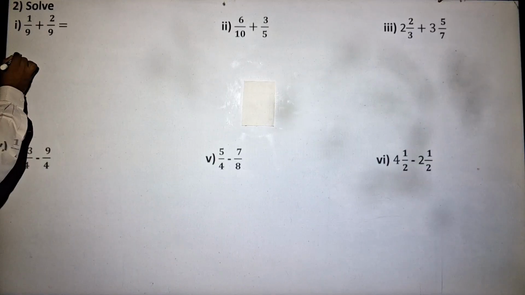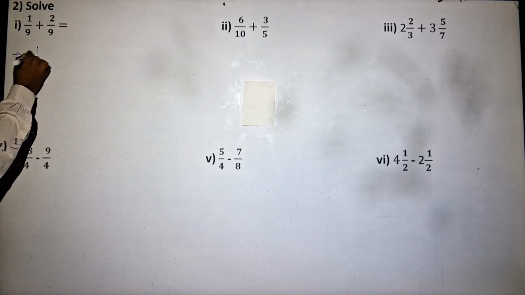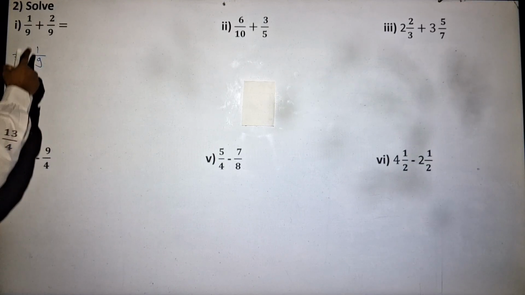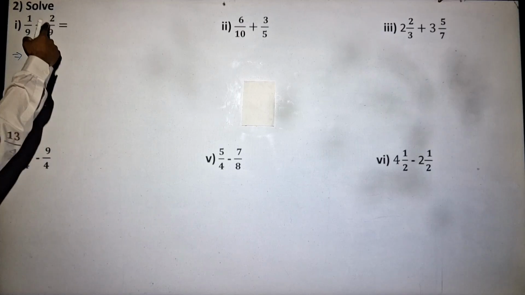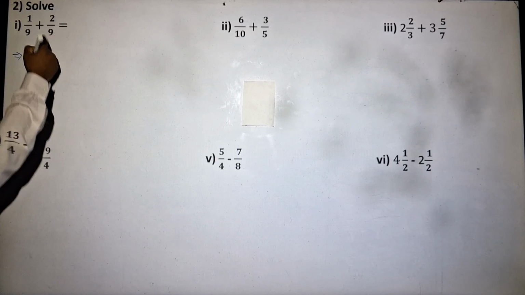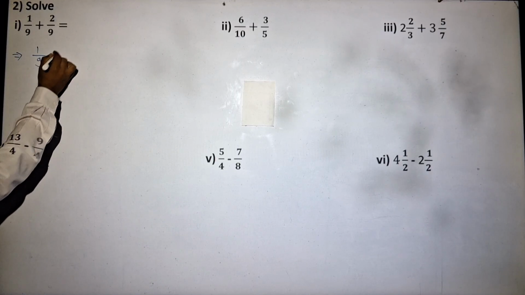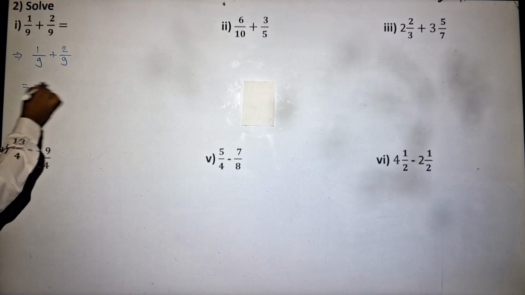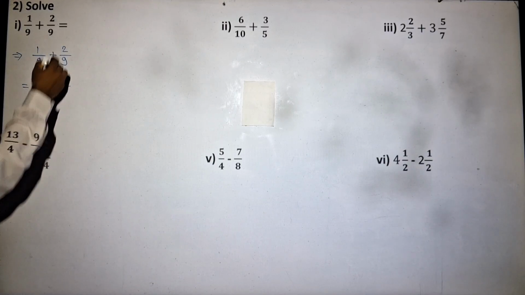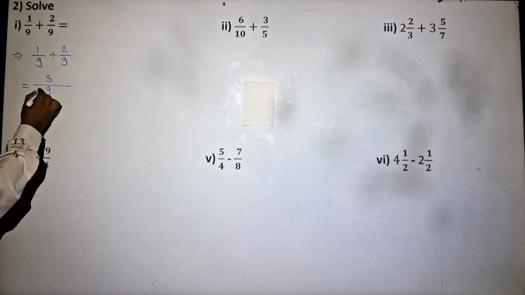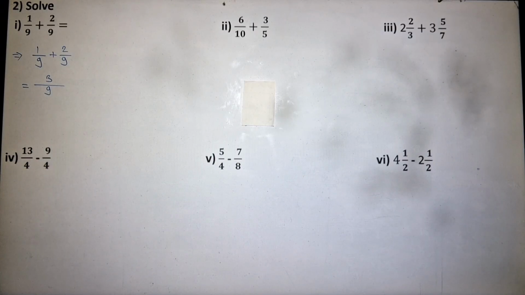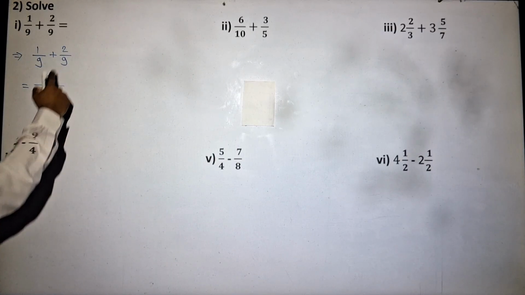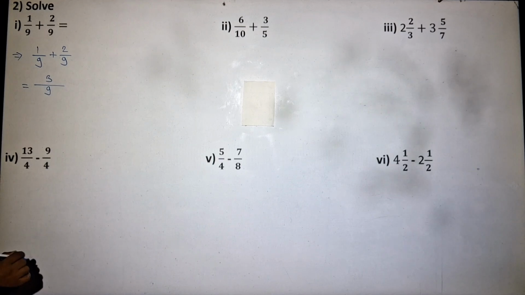Question number 2: solve 1/9 plus 2/9. Here the denominator of 1/9 and the denominator of 2/9 are the same. Therefore we directly add these fractions. 1 plus 2 is 3. We get 3/9. Okay, both are like fractions, so we directly add the numerators.